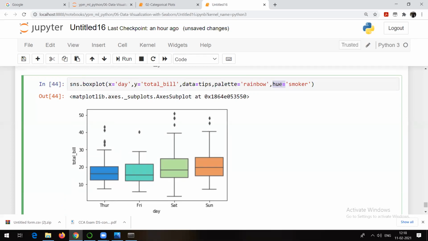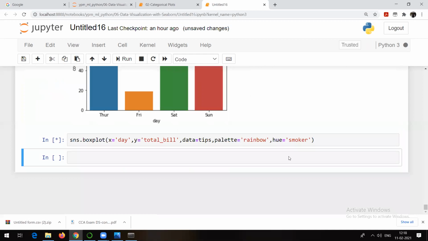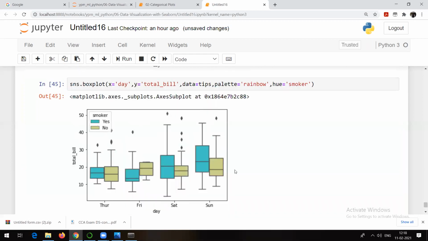So I can make use of the hue parameter. Let's run this. Now you can check it. You can see that on weekends, it's smokers who prefer visiting the restaurant more as compared to non-smokers. See, smoker, non-smoker. But on weekdays, if you check, it's non-smokers. Let's see Saturday, Sunday, Friday, Thursday. Like this, you can do a number of analyses.